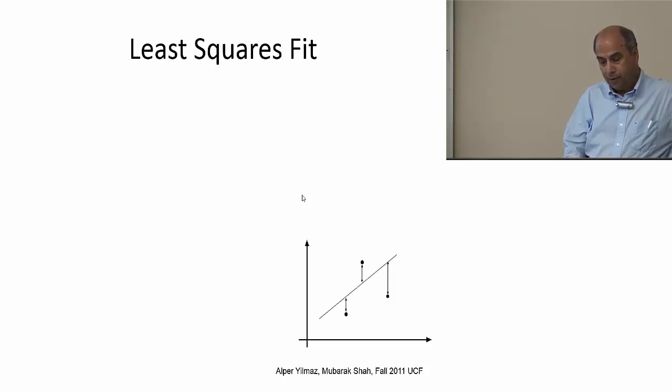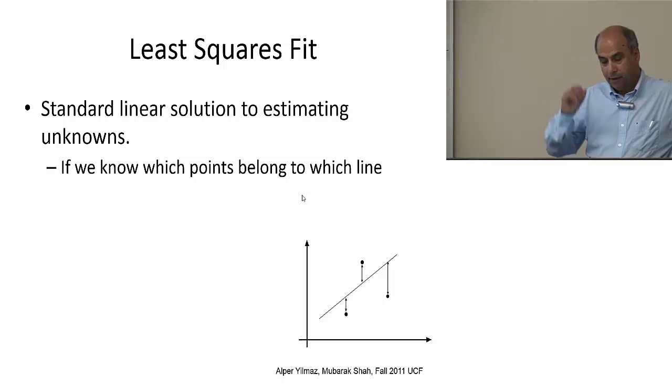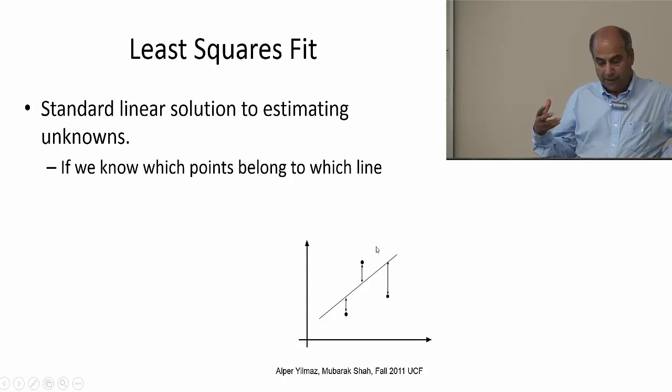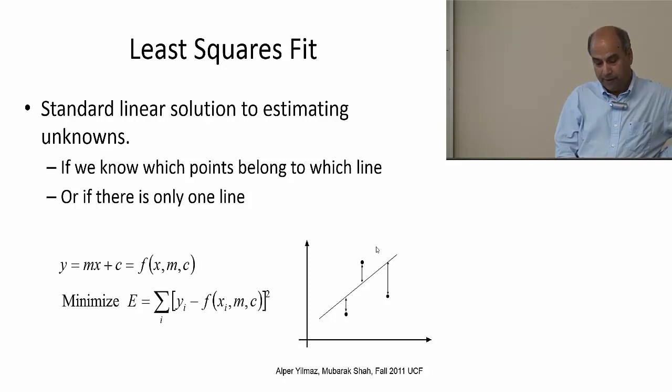Okay, so which means that for standard linear regression, if we know which points belong to the line, and there's only one line, then it's easy. We can just do the least square fit. And this is the equation of a line.